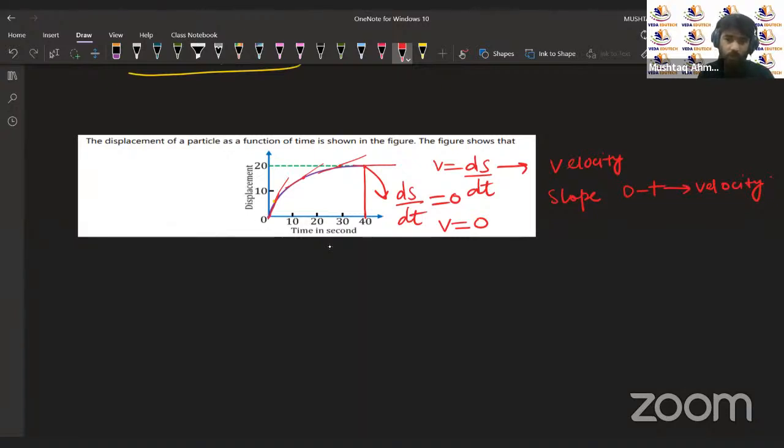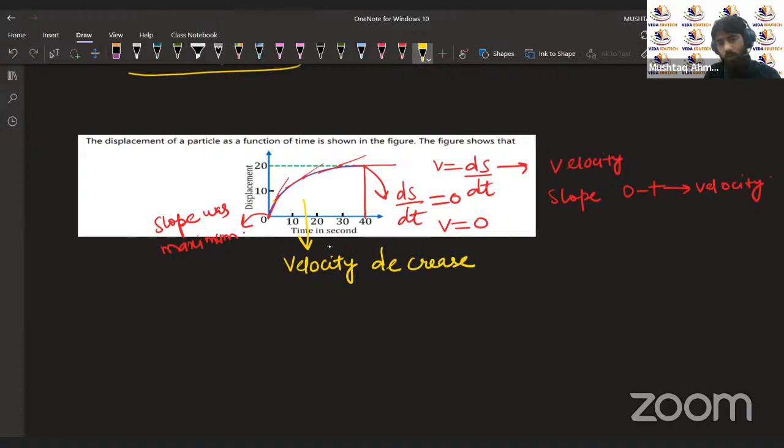So it means that here the slope was maximum, or we can say the velocity was maximum at time t equal to 0, and with time the velocity of this particle kept on decreasing and it became 0 at time t equal to 40 seconds, right? So from this graph we can conclude that velocity decreases and becomes 0 at t equal to 40.